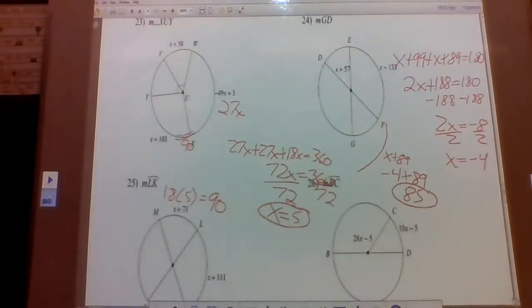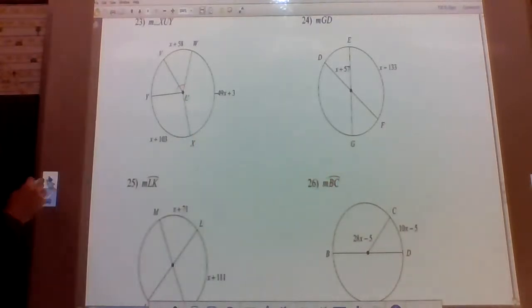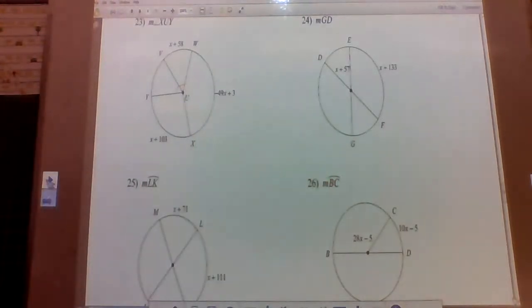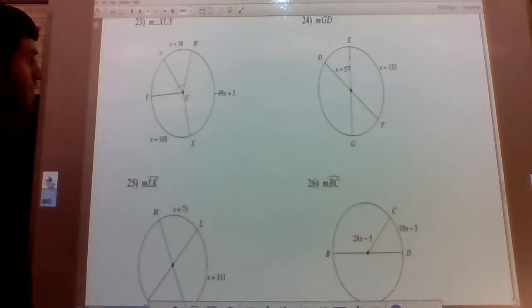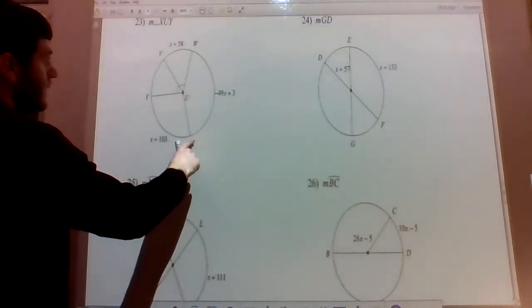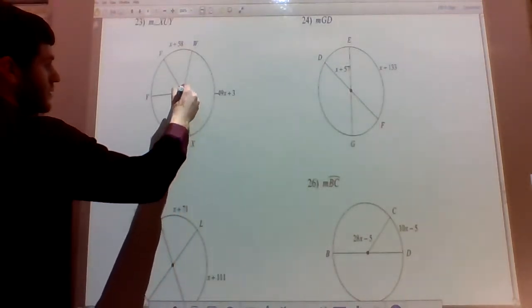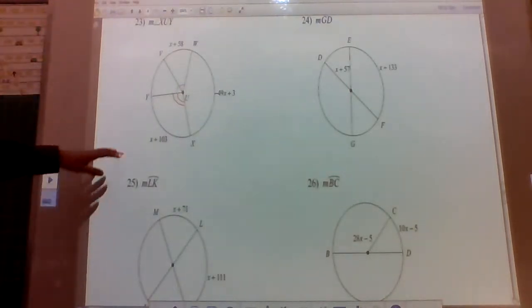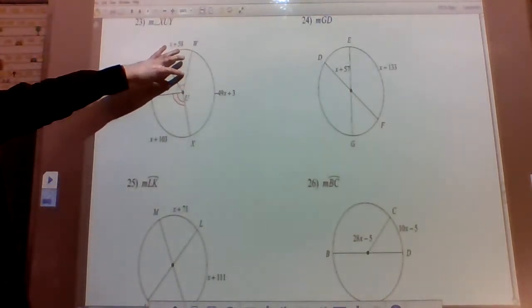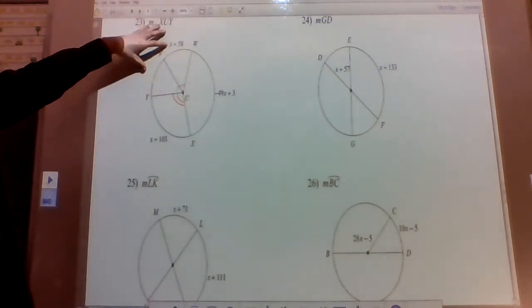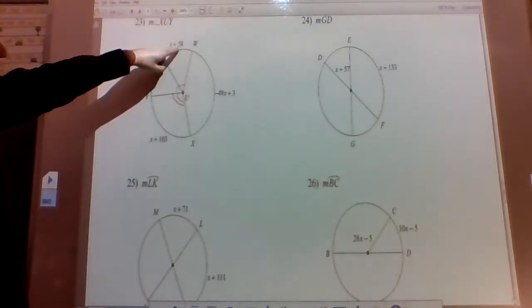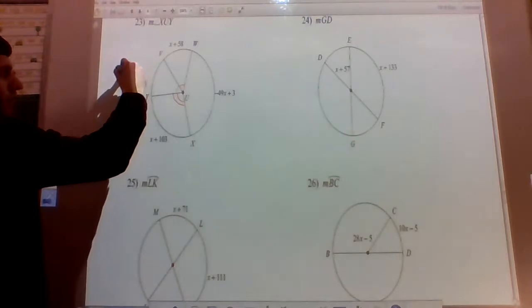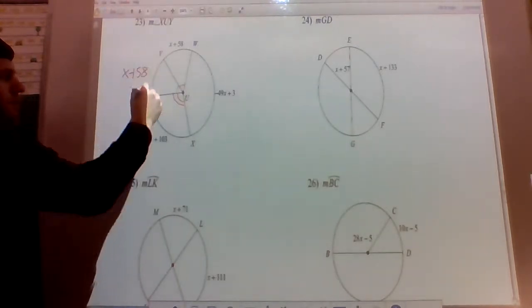Right, on to the last page here. 23. You want to find the measure of angle XUY, which is this angle here. They're telling us that these two angles, central angles, are congruent. That means the two measures of their arcs are congruent. So if that's x plus 58, this one is also x plus 58.